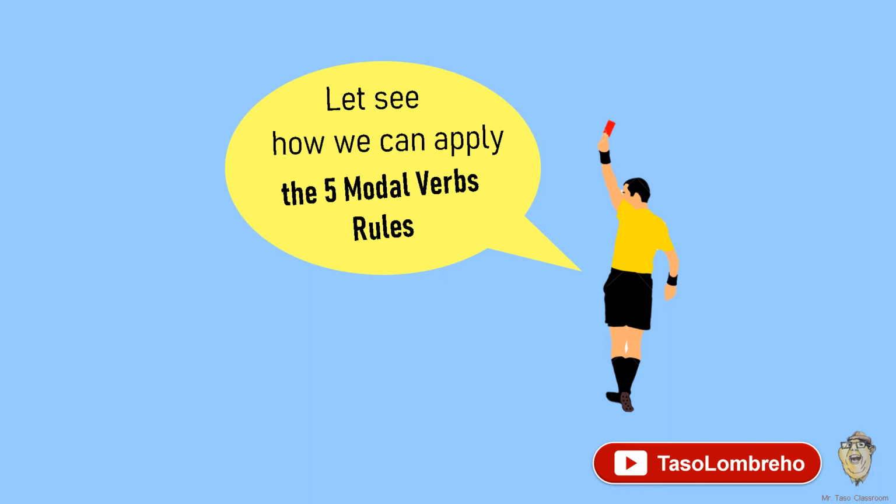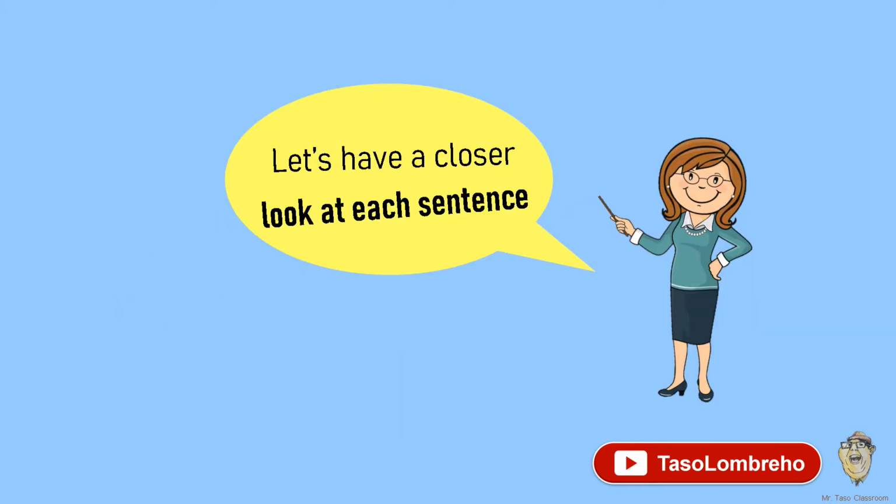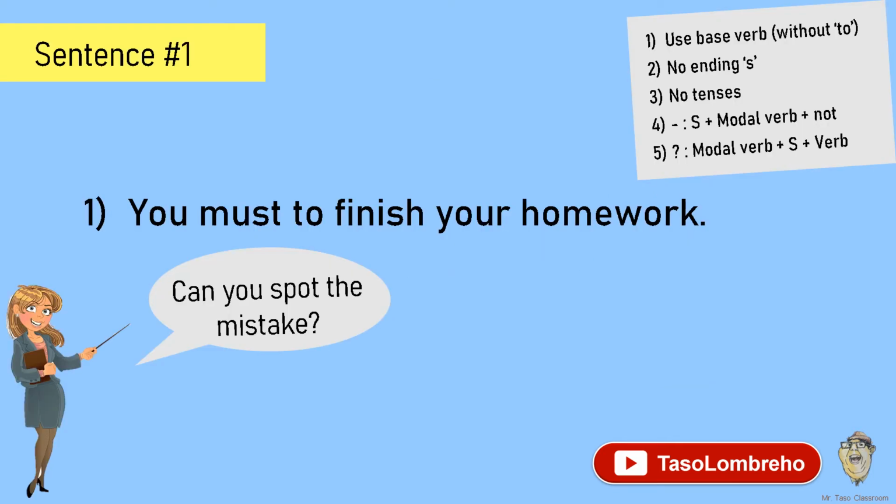Let's see how we can apply these 5 modal verbs rules. Take a good look at these sentences. There are 7 sentences here, and something is wrong with each sentence. Can you spot the mistake? Let's have a closer look at each sentence. Sentence number 1. You must finish your homework. Can you spot the mistake?